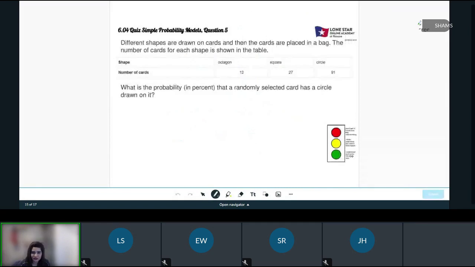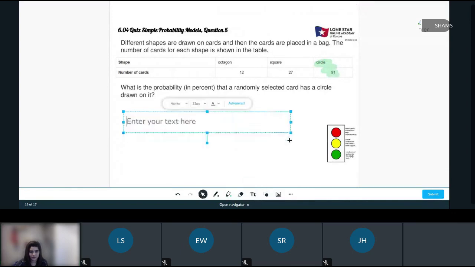Question 5 is here, and you want to find the probability, in terms of percent, that a card selected is going to be a circle card. Circle is right here. Step 1, find the total number of cards. That is going to be 12 cards plus 27 cards plus 91 cards. Again, the chance of selecting a circle is pretty high. There are 130 cards.